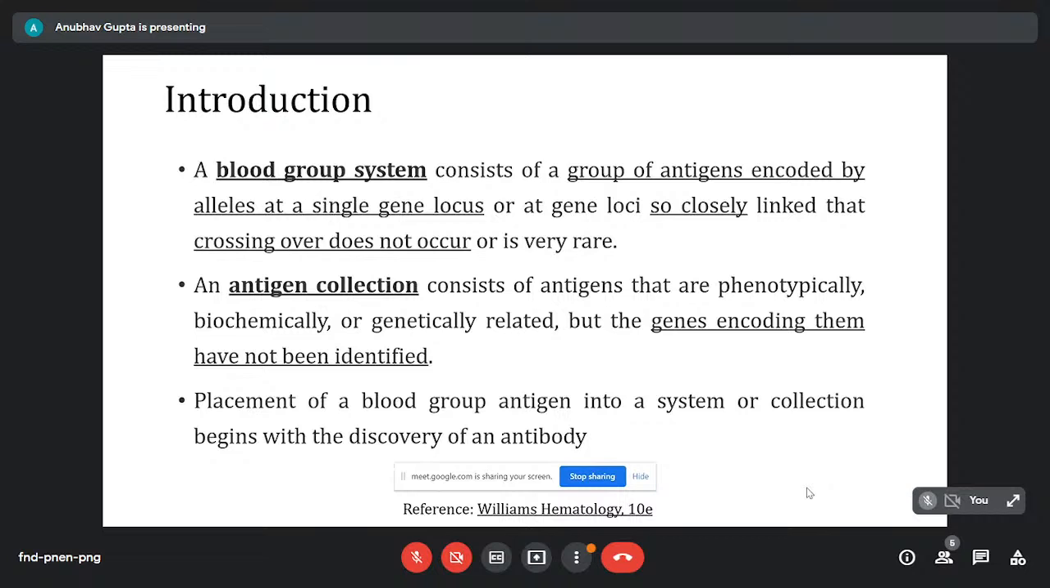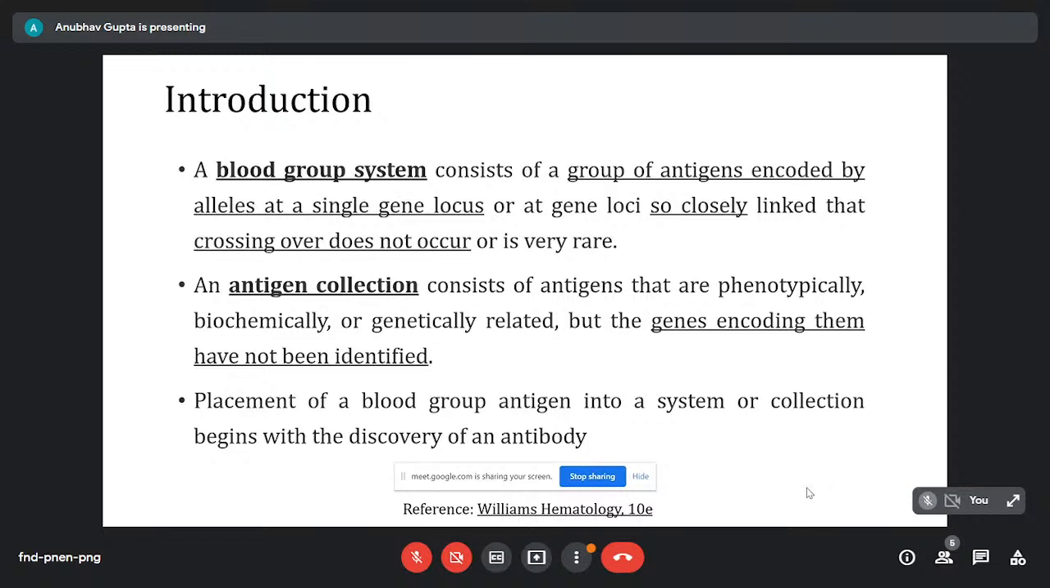So what is an antigen collection? An antigen collection consists of the antigens that are phenotypically, biochemically and genetically related, but the genes coding them have not been identified. So the basic difference between the system and a collection is that in the system, the gene is identified and there is a single gene which is so closely tied that crossing over doesn't occur. But in the collection, the gene has not been identified.